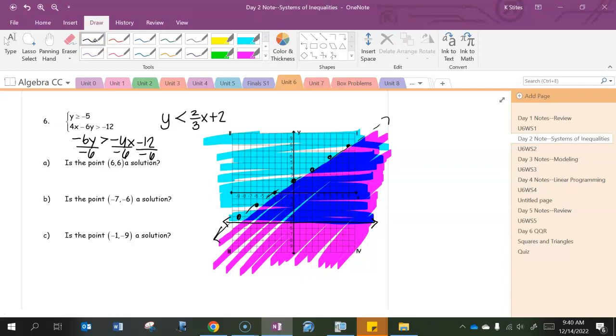All right, 6, 6, let's see, 6, 6. That's actually a dot, but this dot is a dot on a dotted line, so this is a no. If it was a solid line, it would be good. -7, -6, that's down too low. It's not in the blue part, so this is a no as well. And then -1, -9, also too far down, so this is also a no.